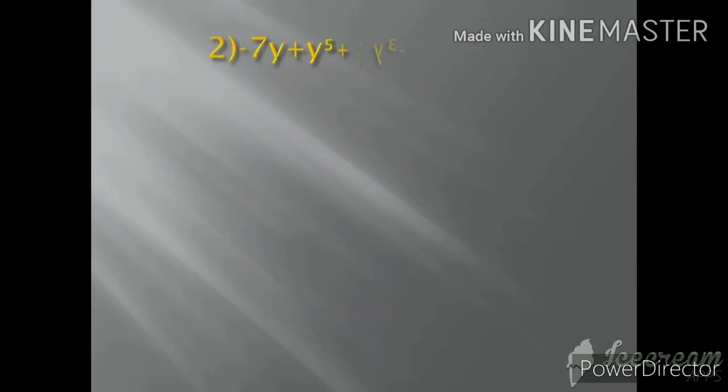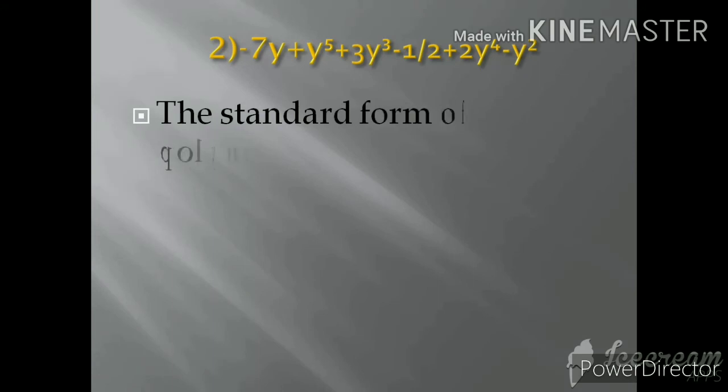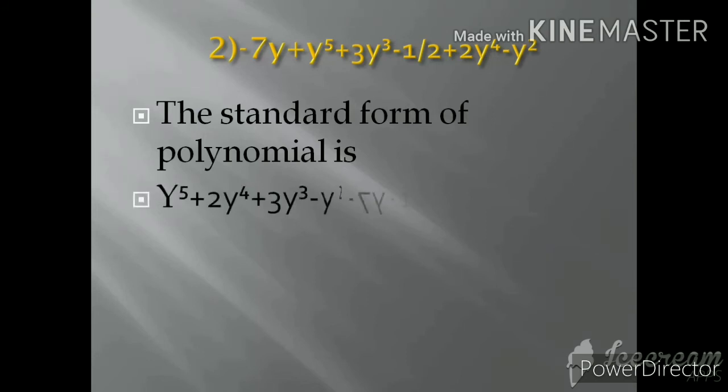Question number 2. Minus 7y plus y raised to 5 plus 3y raised to 3 minus 1 upon 2 plus 2y raised to 4 minus y square. Here children, the biggest index is 5. After that, next 4 is also there, 3 is there and 2 is also there and 1. So we have to start from y raised to 5. The standard form of polynomial is y raised to 5 plus 2y raised to 4 plus 3y raised to 3 minus y square minus 7y minus 1 upon 2. Children, we have to start from the bigger and at the last we have to write constant number.